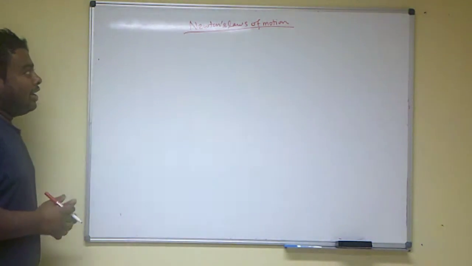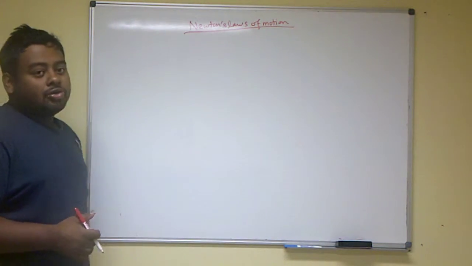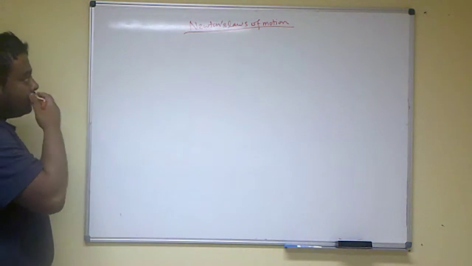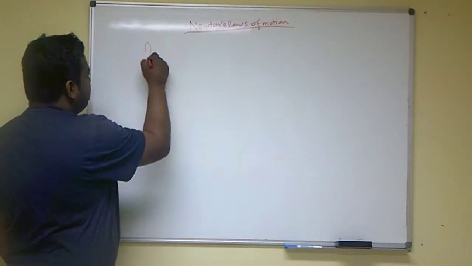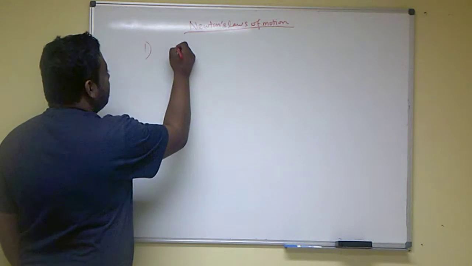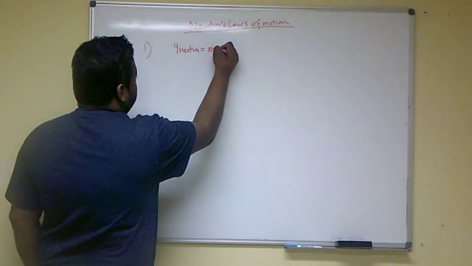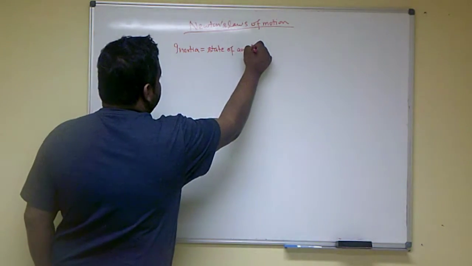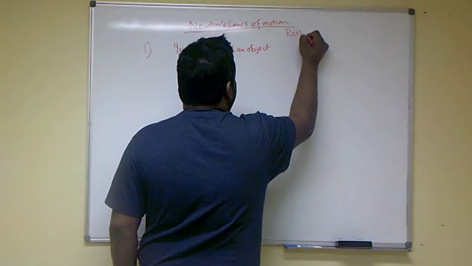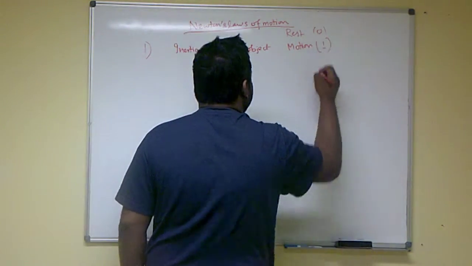We are here to figure out what Newton's laws of motion are. So, Newton's first law states that it's all about inertia, or the state of an object, which could be rest or motion, right? So it's like a binary state.